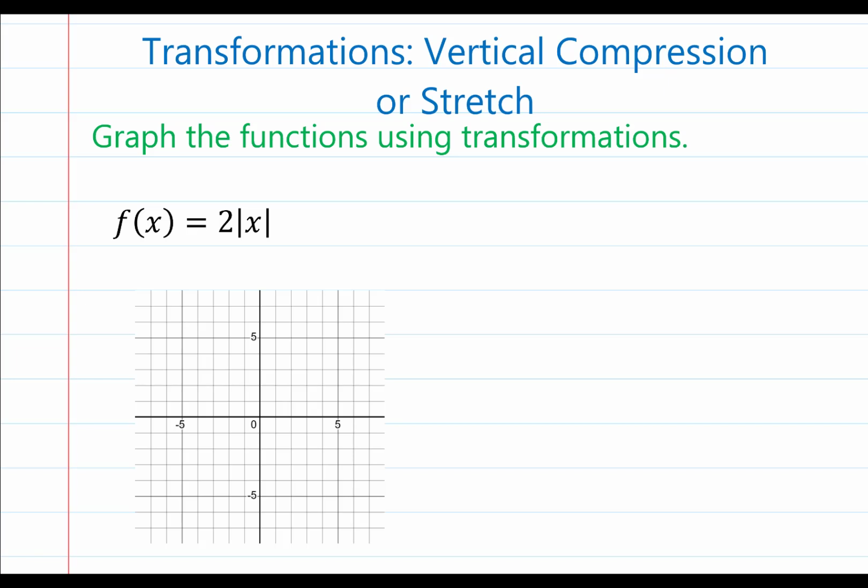Welcome back, mathematicians. In this video, we are going to look at the vertical compression or stretch transformation. In general, this is represented as y is equal to a times f of x, where f of x is your parent or basic function. A then is the factor that you will multiply all the outputs of that parent or basic function by, resulting in new outputs. The value of a will determine whether this is a compression or a stretch.